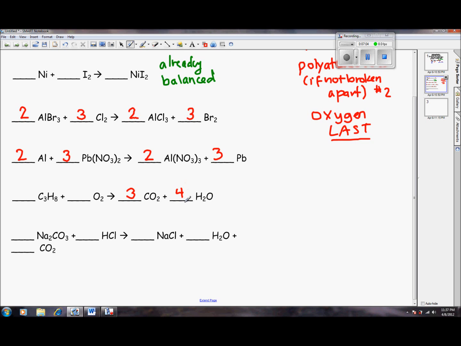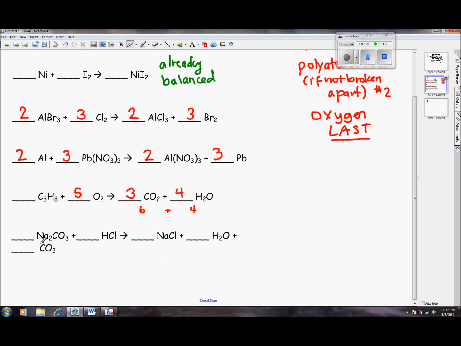Now, with CHO problems, your oxygens are in 2 different things. You have to count the total on the right. So I have 3 times 2, so that's 6 O's in here. 4 times 1, 4 O's here. Total of 10 oxygens on the right. I need 10 on the left, so I need to multiply 2 times 5 to make 10.